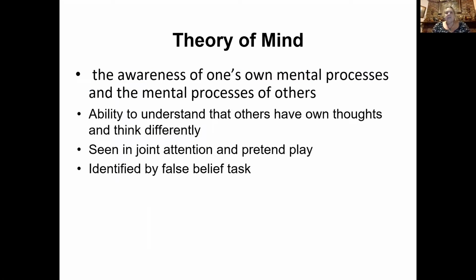At this stage of development in early childhood, children also develop a theory of mind. That is an awareness of one's own mental processes and the mental processes of others. It is that ability to really grasp that the way you are thinking and perceiving things may be very different than someone else. Others can have thoughts that are very different from your own. And this is seen in joint attention and pretend play. There's also something called a false belief task. We're not really going to get into that in this video.